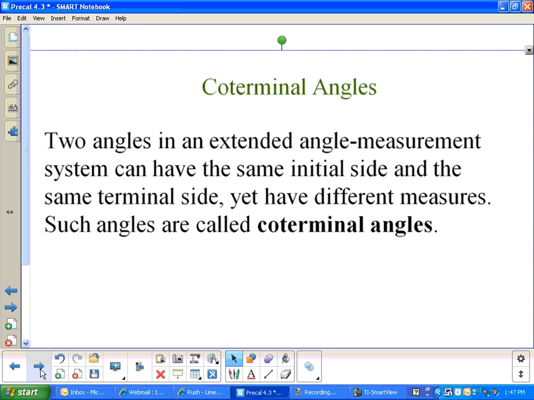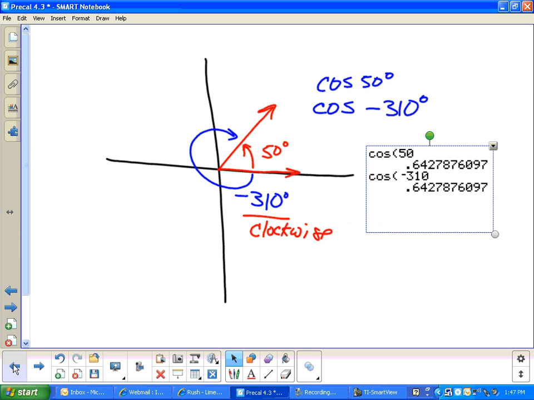This gives rise in math to an idea or concept called coterminal angles. And coterminal angles are two angles in an extended angle measurement system, basically what we've just done, that have the same initial side and the same terminal side, yet have different measures. These are called coterminal angles. Going back to my example, I would say 50 and negative 310 are coterminal.